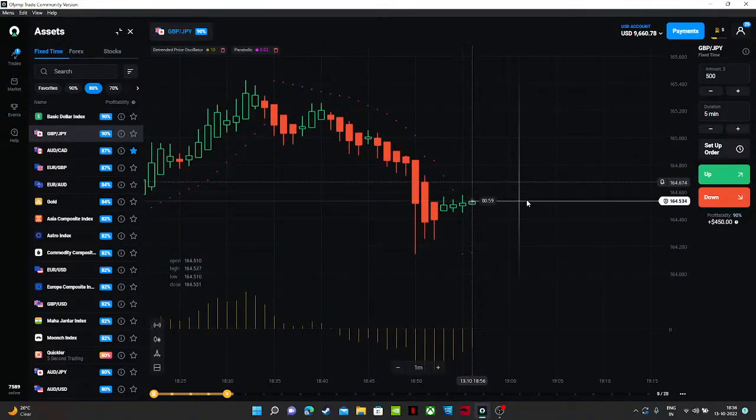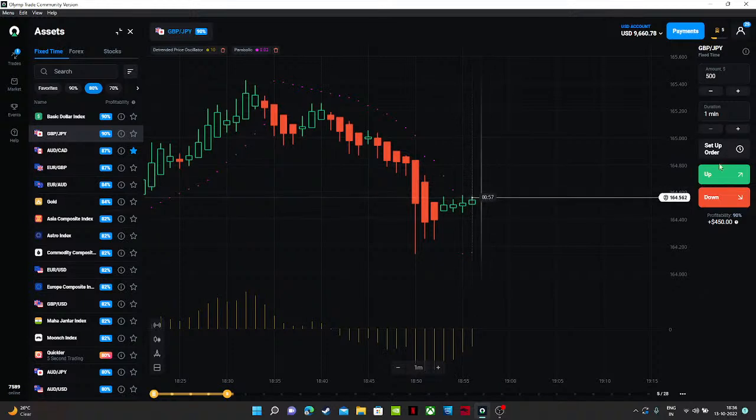Here the parabolic has shifted below the candle. The candlestick has already changed its color. So I think we can enter into an upside trade for a short duration.